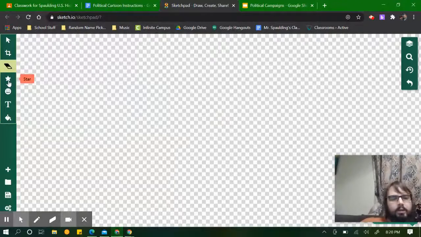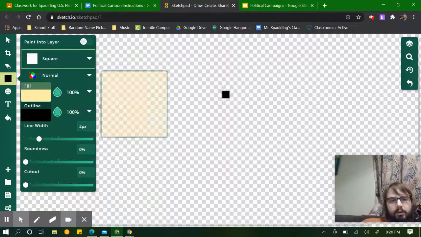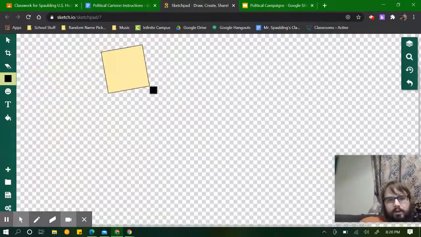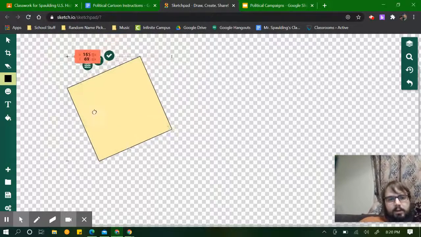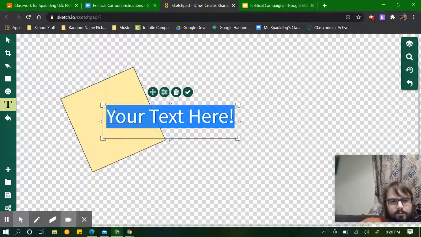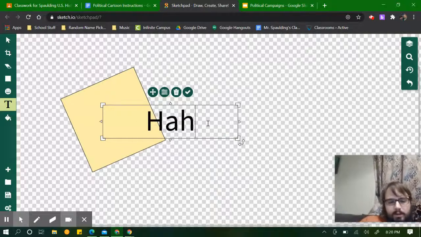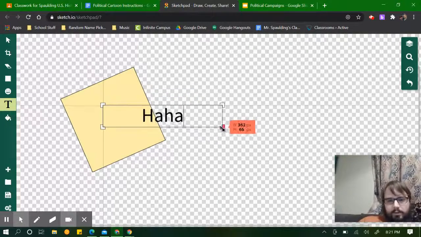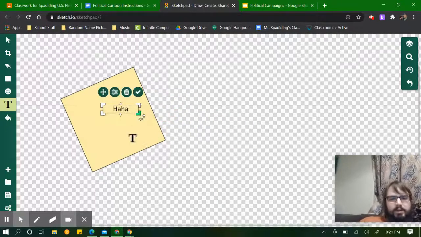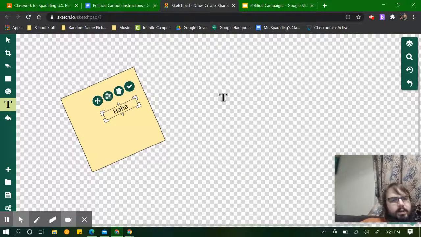All right, now if you want to add some shapes, you can click where it says star. You have all these different shapes you can use. Maybe you want a square. I can just draw a square and move it around. Maybe I want to put a text box in that square. I can type like haha. Shrink that down, whatever size I want it to be, and if I want to rotate it, boom, done. It's really simple, guys. It should not be too bad.